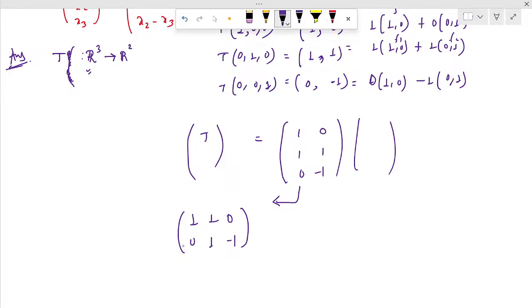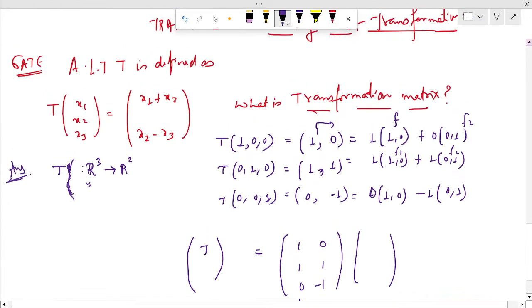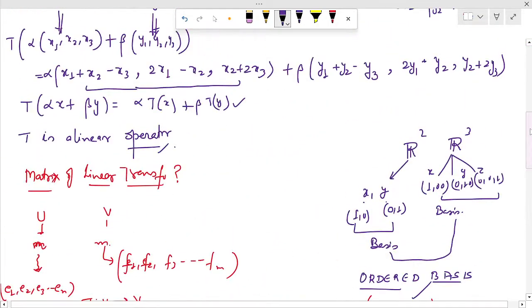So please keep in mind, this is one of the themes which has not been asked in the examination for quite a while. This question was asked in 2006, so it may be asked in your exam now. Again, I'm repeating, the theme is the matrix of linear transformation.